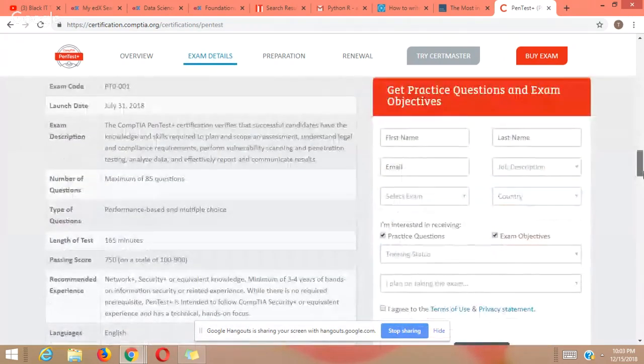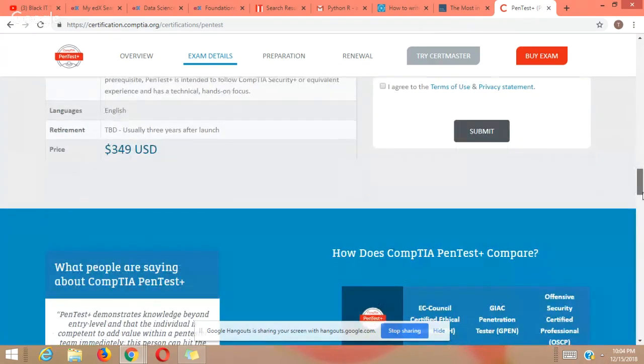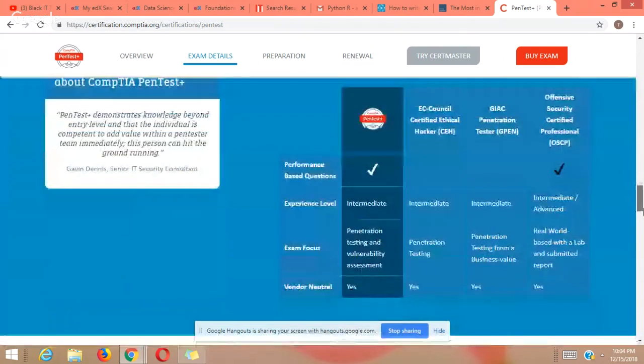How many questions are on here? Oh, it's only 85. You need a 750 just like everything else. And it's performance based, meaning you have to actually demonstrate in real time how to go about pen testing, or ethical hacking, white hat hacking, not in multiple choice. I don't know anybody who has failed it, but then again, I don't know too many people who have taken it.